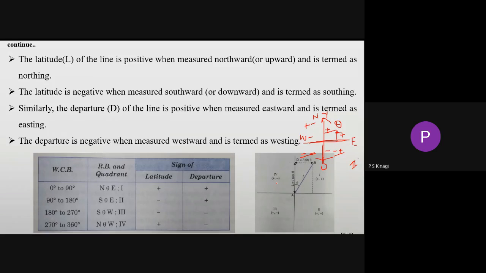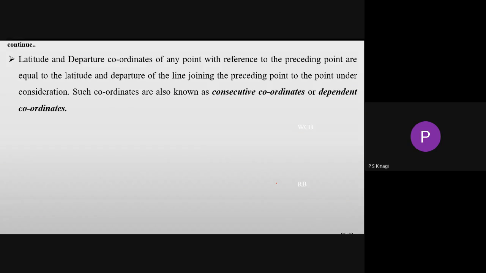Okay, so next we have to discuss the meaning of conjugative coordinates and dependent coordinates.